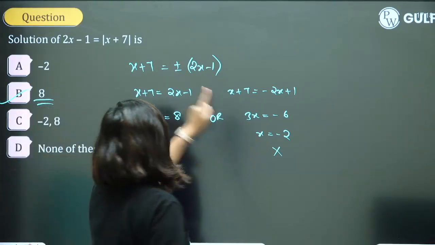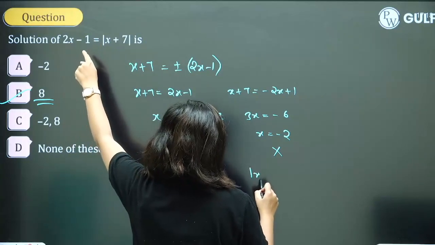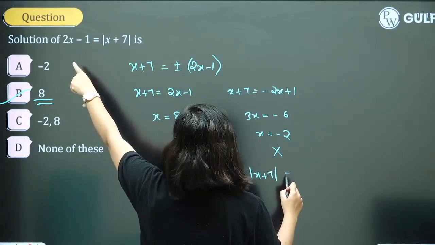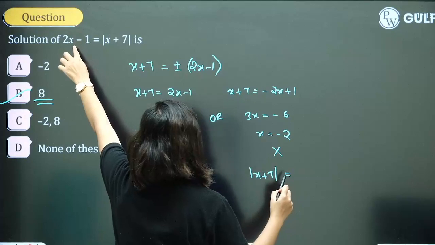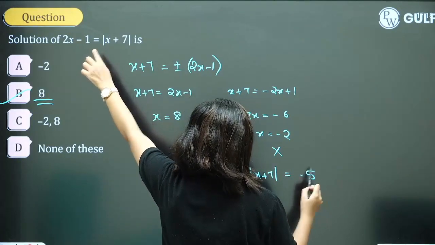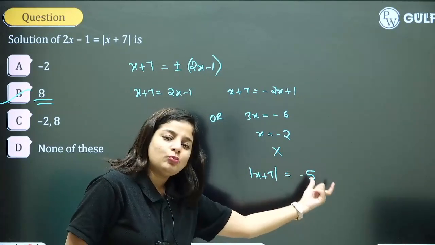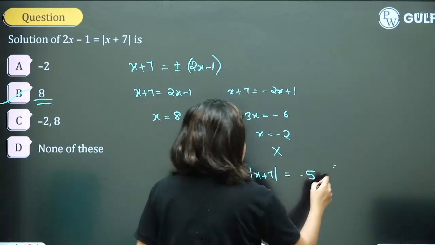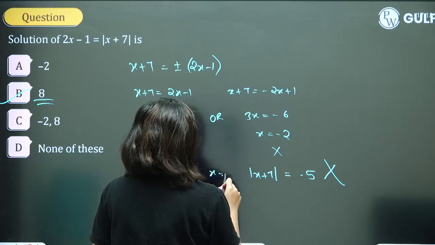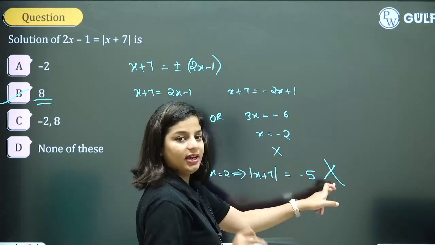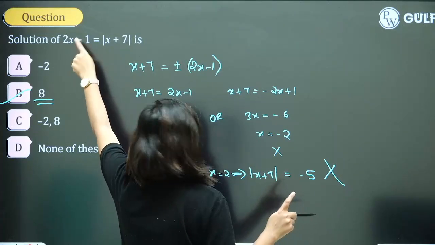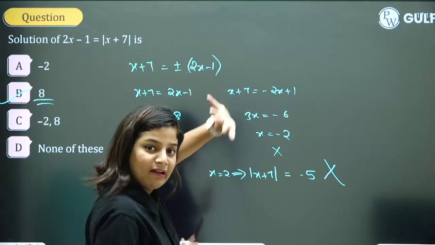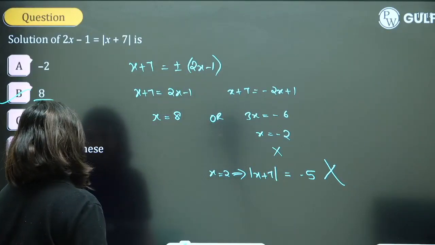Because if you take x as minus 2, what will you get? You will get mod of x plus 7 is equal to minus 2 into minus 2, minus 4, minus 1, minus 5. And can the mod value be negative ever in life? Mod cannot be negative. This is not possible. So if you put x equal to minus 2, you get mod negative, not possible. If you take x equal to 8, 16 minus 1, 15, that's correct. So only 8 is allowed.